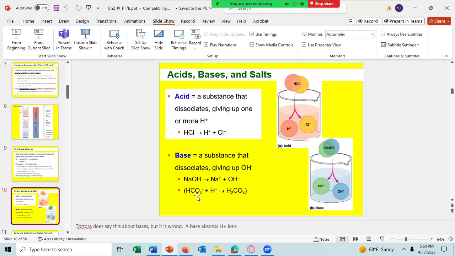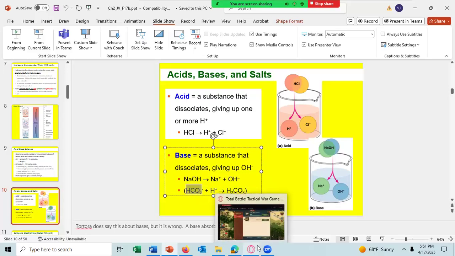All right, here's a question for you. The HCO3 minus will absorb H plus ions in solution to become H2CO3. That will reduce the H plus ions in solution. Everyone see that? So is HCO3 a base?